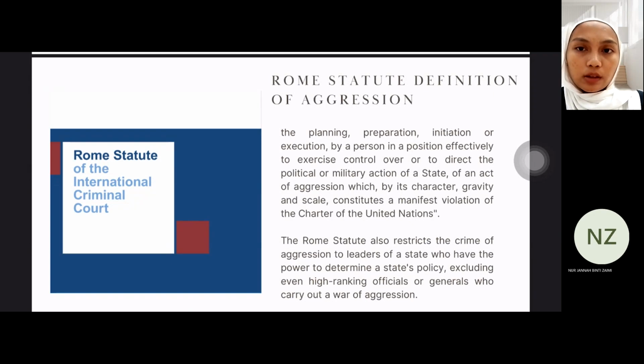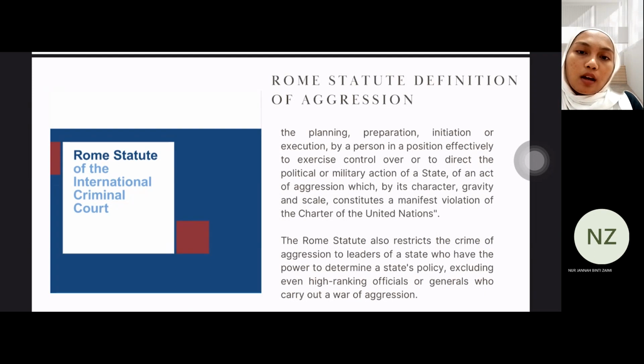So we're moving on to the Rome Statute definition of aggression. Under the Rome Statute, as amended at the 2010 Kampala Review Conference, the crime of aggression means the planning, preparation, initiation, or execution by a person in a position effectively to exercise control over or to direct the political or military action of a state, of an act of aggression which, by its character, gravity, and scale, constitutes a manifest violation of the Charter of the United Nations.